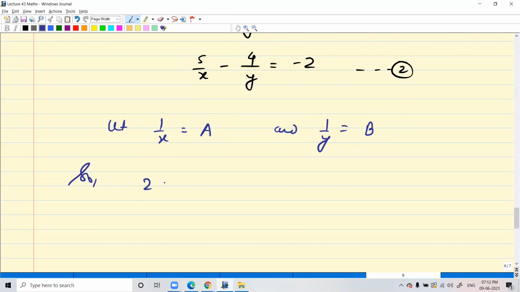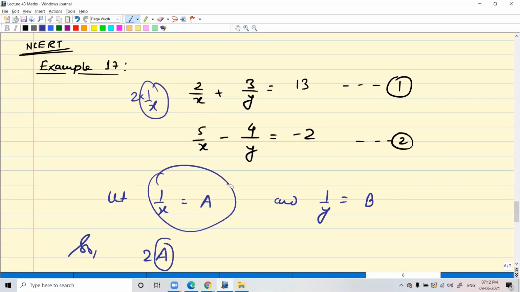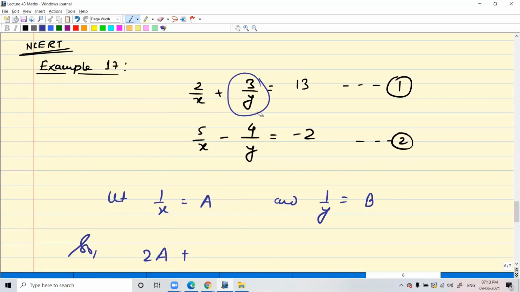So A and B are our variables. So this looks better. So our first equation, which has 2 by x, which actually means 2 times of 1 by x, no? So 1 by x, I am replacing with A. Tell me, everyone is okay with that? So the first equation becomes 2A plus 3 by y, what should I write? 3B. 3 times of 1 by y, and in place of 1 by y, we have to write B. That's why 3 times of B is equal to 13. Let's call this the third equation.